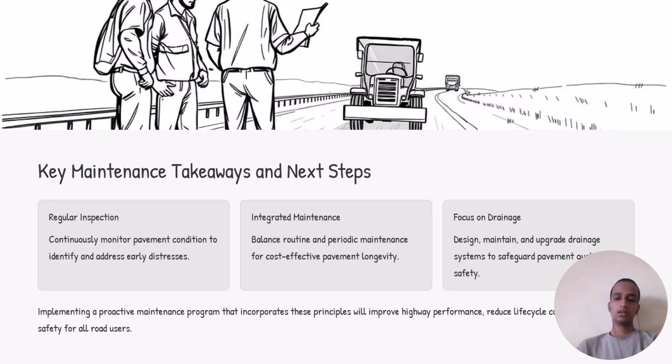Sometimes we can see that routine maintenance practices are followed, and in some periods periodic maintenance. But if we balance both of these, it will certainly be cost effective, and it will give longevity to the pavement. And the final is the focus on drainage. The drainage system should surely be focused upon, and we should try to upgrade our drainage system, to a better drainage system. One such example I would like to suggest.